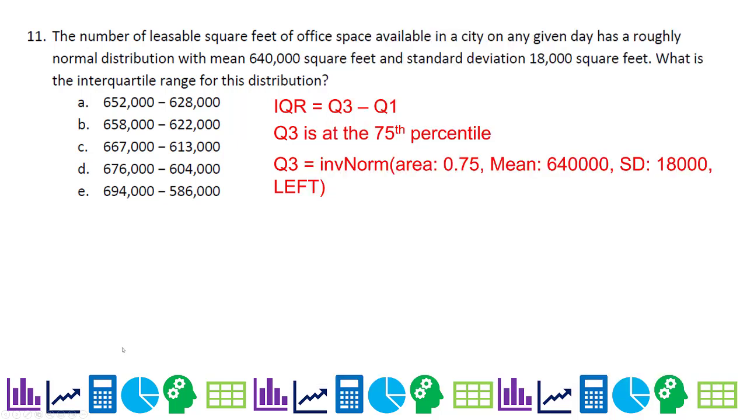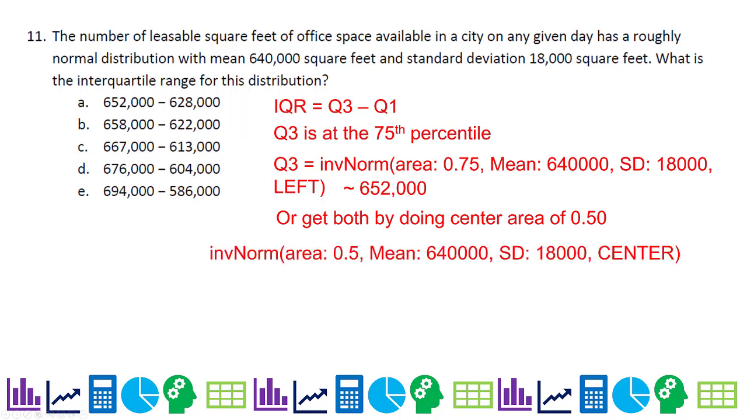and the higher value is 652,000. Again, we can get both by doing a center area. Remember to change the area to 0.5, because the IQR is the cutoff for the middle area right there. And then our mean, standard deviation, and make sure you say center. So that gives us that rough interval right there, which matches choice A, because it says what is the range, so we would take the higher value minus the lower value.